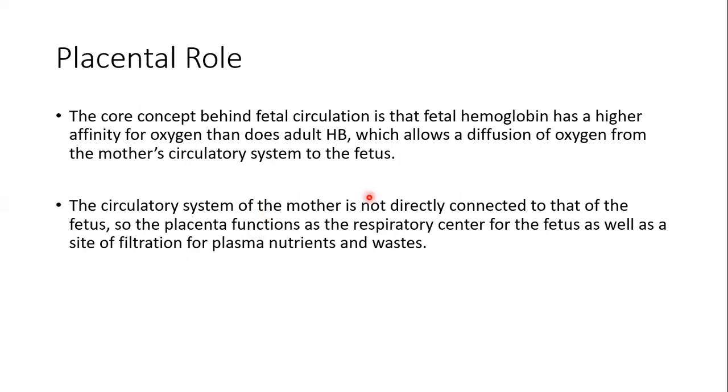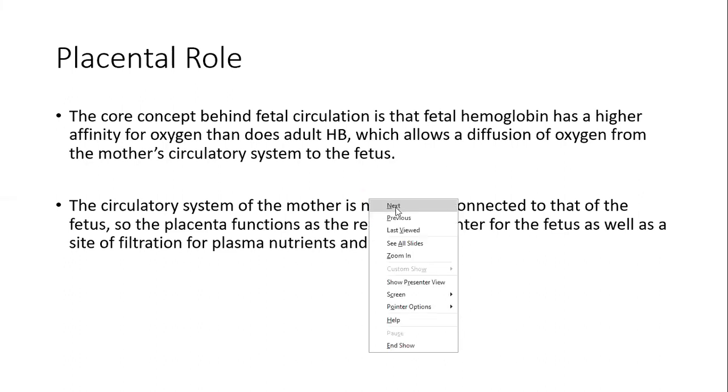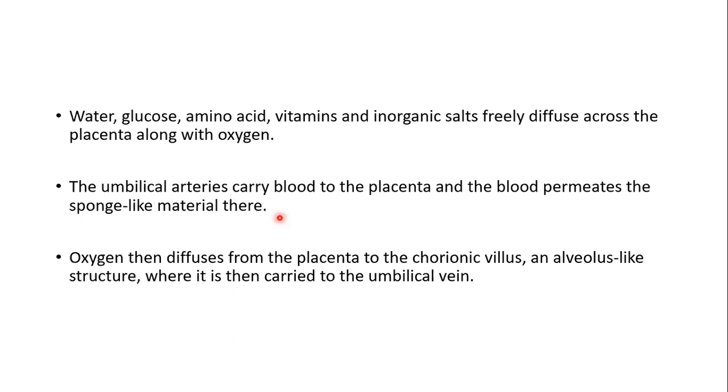The placenta functions almost like everything for the fetus. Water, glucose, amino acids, vitamins, and inorganic salts freely diffuse across the placenta along with oxygen. The umbilical arteries carry blood to the placenta, and the blood permeates the sponge-like material there, the way it does in the lung. Oxygen then diffuses from the placenta to the chorionic villus, an alveolus-like structure, where it is then carried to the umbilical vein.